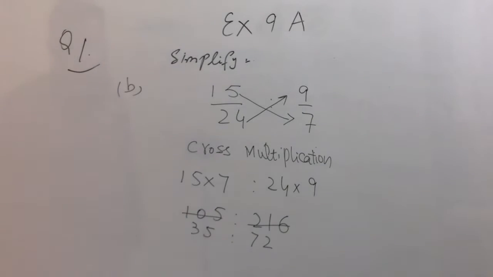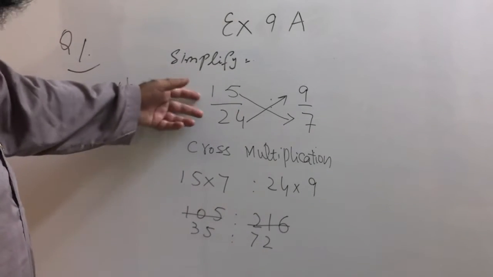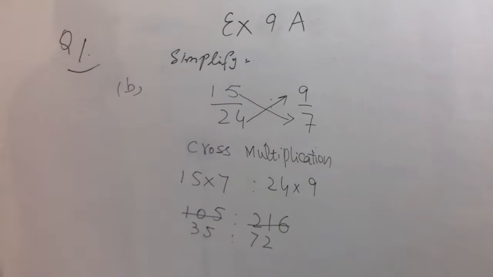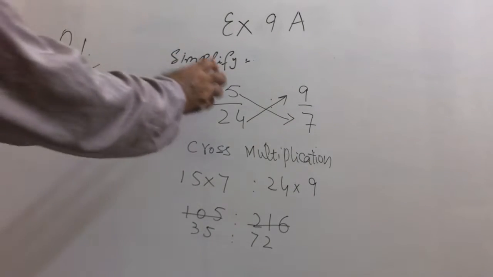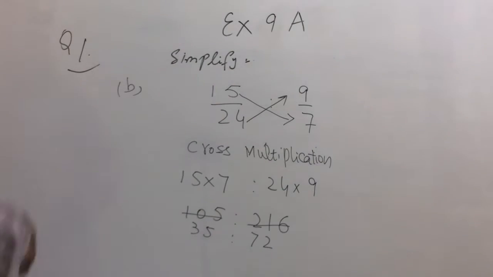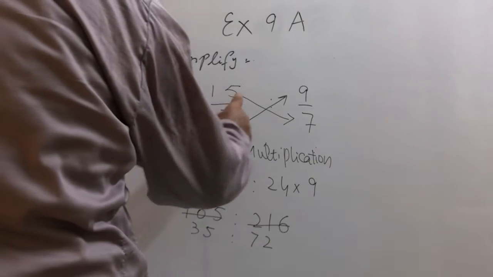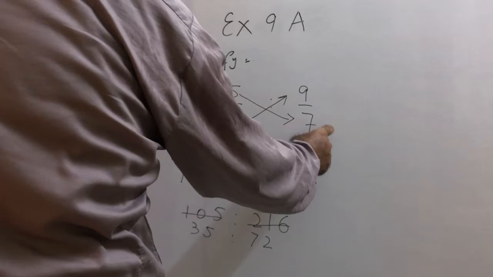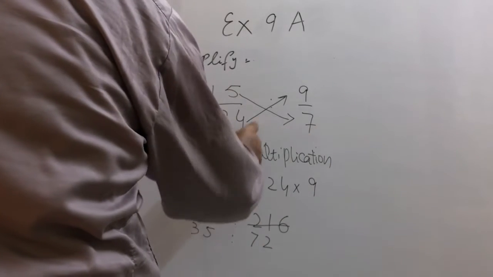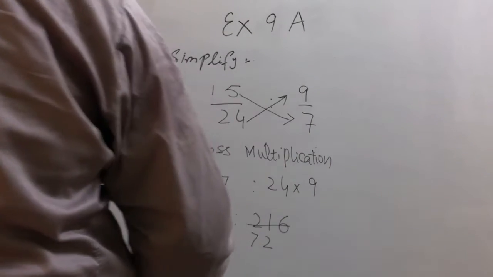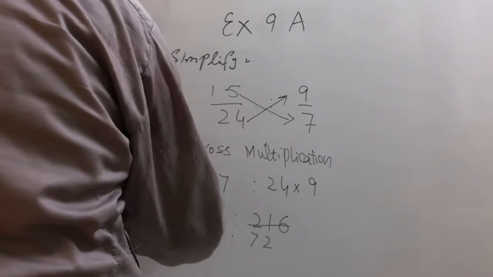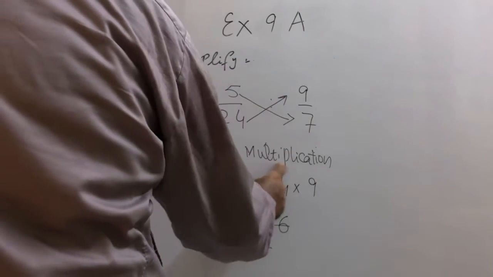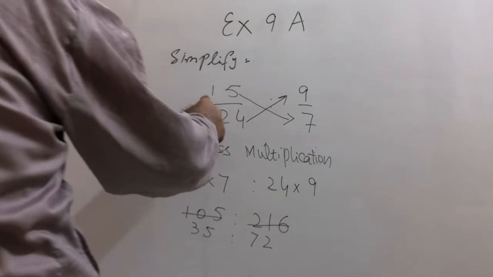I'll recap this question. It was actually 15 divided by 24 ratio 9 divided by 7. So I told you that the first step is that we need to change these fractions into common numbers, normal numbers. So how we did was that we just cross multiplied. This will be multiplied with this opposite. This will be multiplied with upside opposite. Okay. So 15 into 7, 24 into 9. We put the ratio because this is ratio.